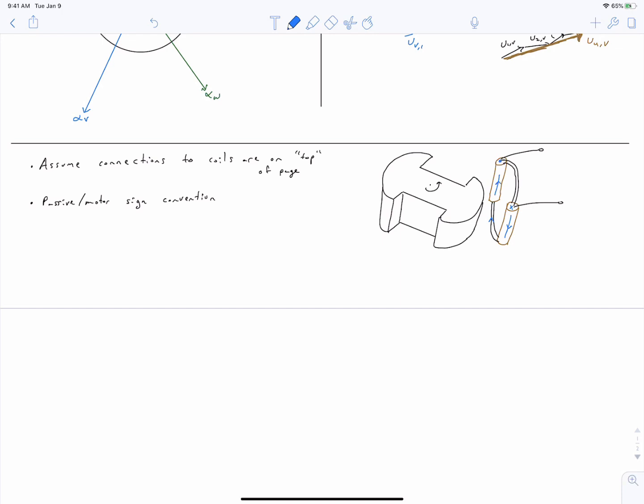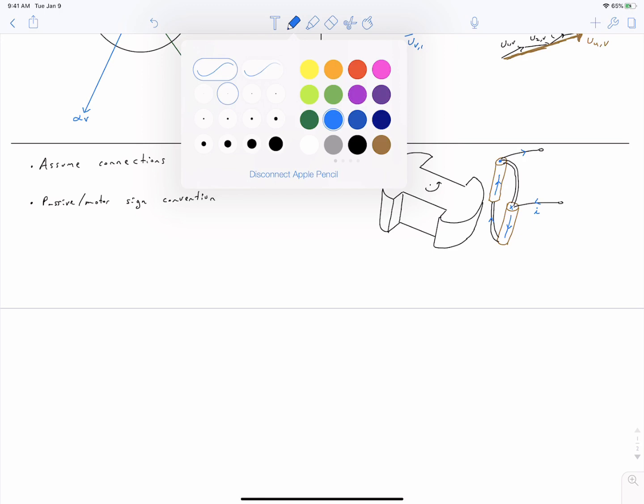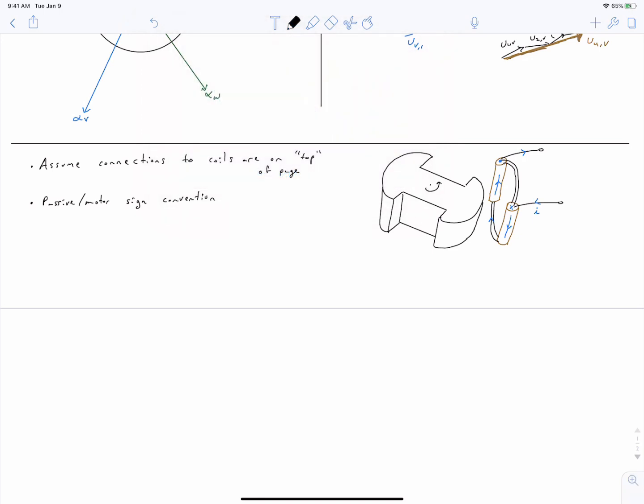And if we're using the passive sign convention, so if this is our current direction, I, that means that we take voltage as positive where the current enters. So we would call this the positive terminal for our coil. And negative is where the current leaves. So this is the negative terminal of our coil.